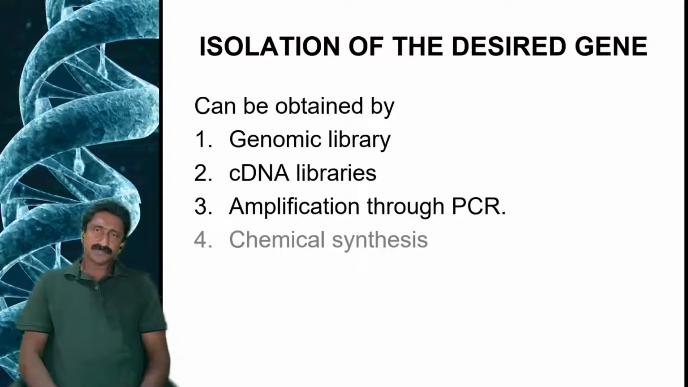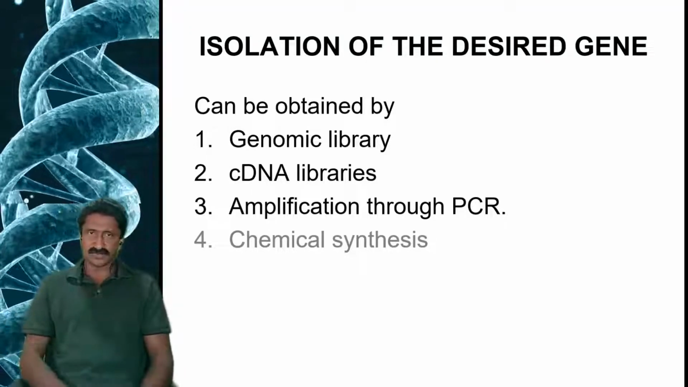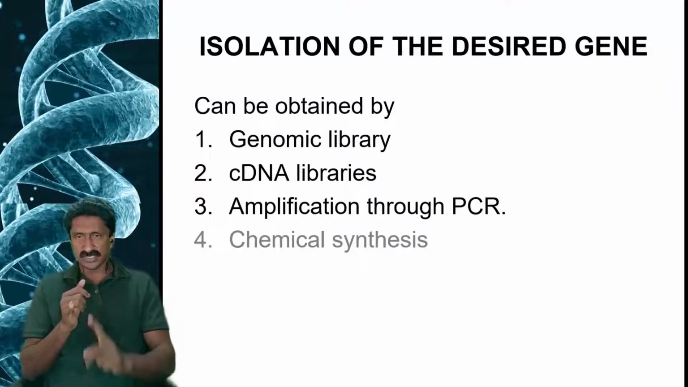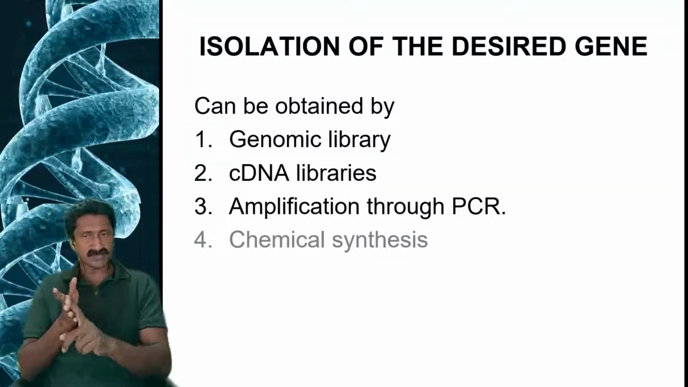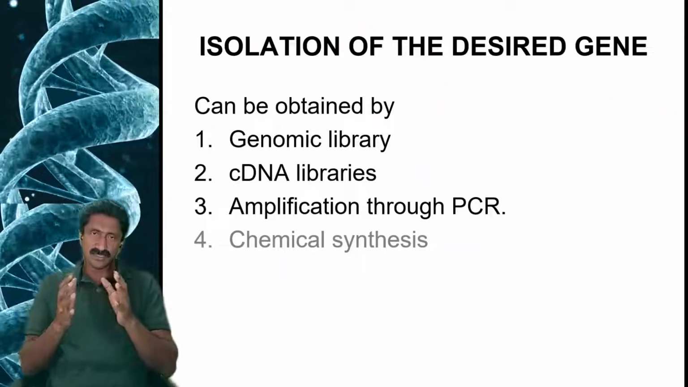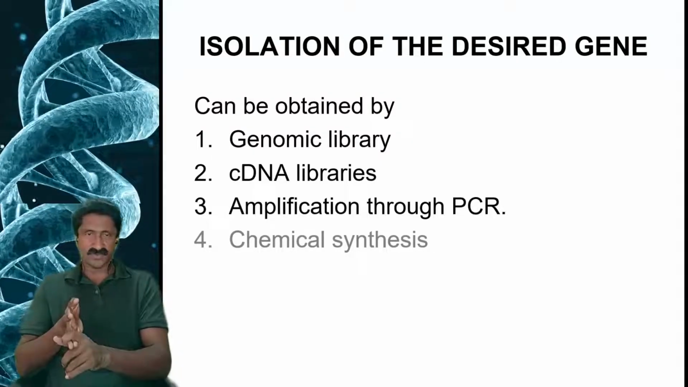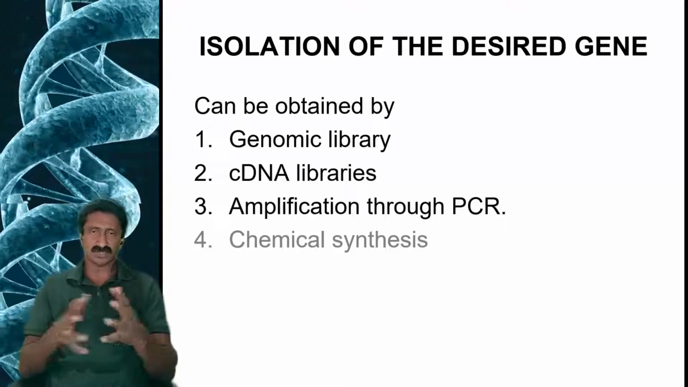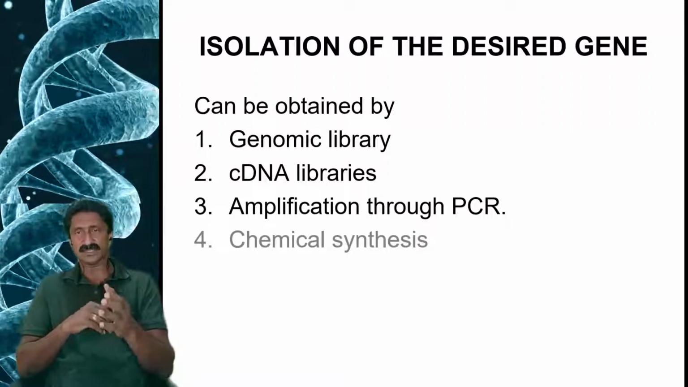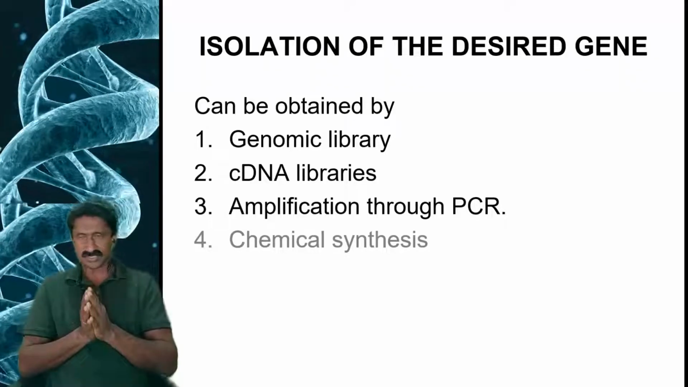Now, isolation of the desired gene, that was the first step. And for the isolation of the desired gene, you can use a genomic library, cDNA library, amplification through PCR, and chemical synthesis. And in these sessions, we will discuss genomic library, cDNA library, and amplification through PCR. Chemical synthesis is not our priority right now, but genomic library construction, cDNA, and amplification through PCR will be discussed in detail.